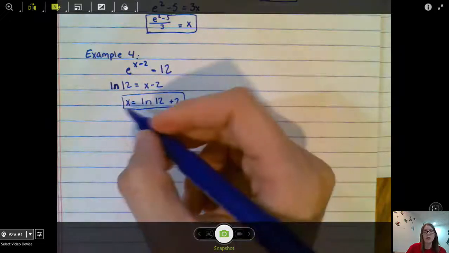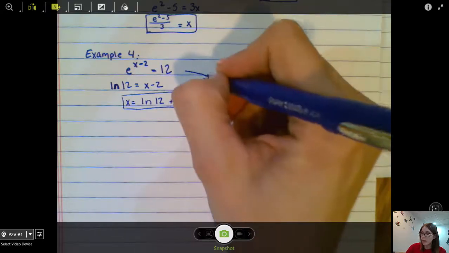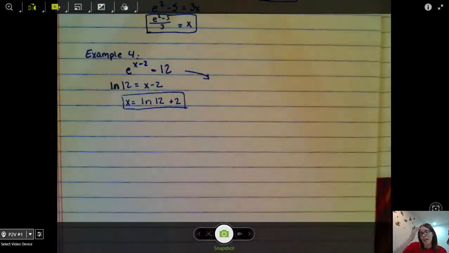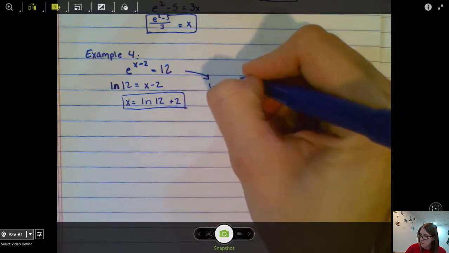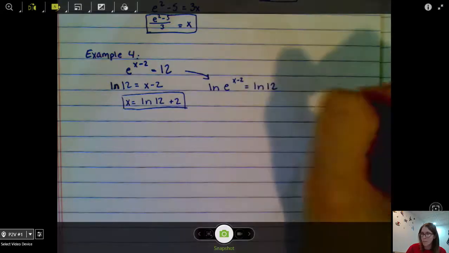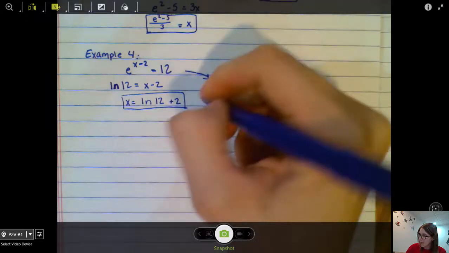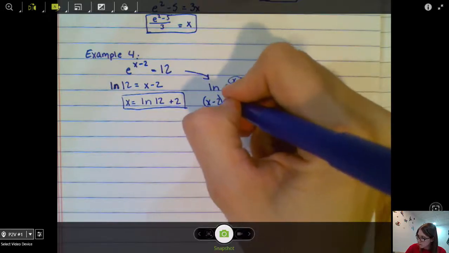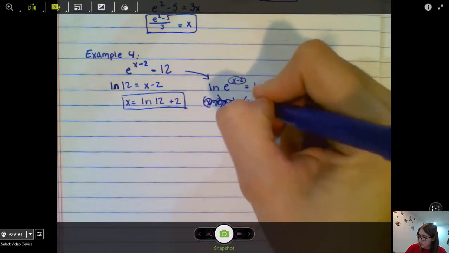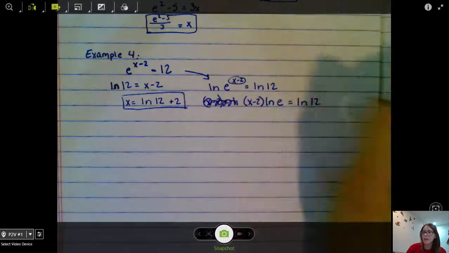Now, instead of just writing this as a logarithm, like what we did before, we also could take the log of both sides. And since we have e here, let's take the natural log. That'll make things work out nicely. This x minus 2 power can come out front. That's x minus 2 times the natural log of e equals the natural log of 12.